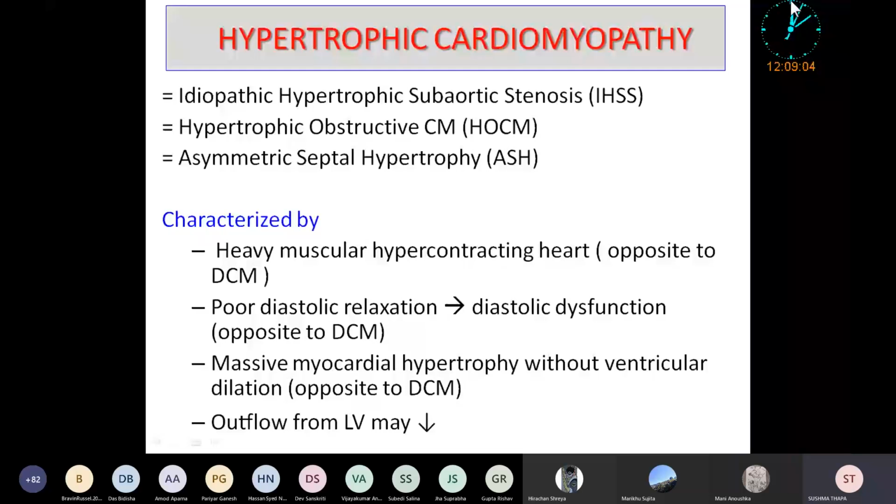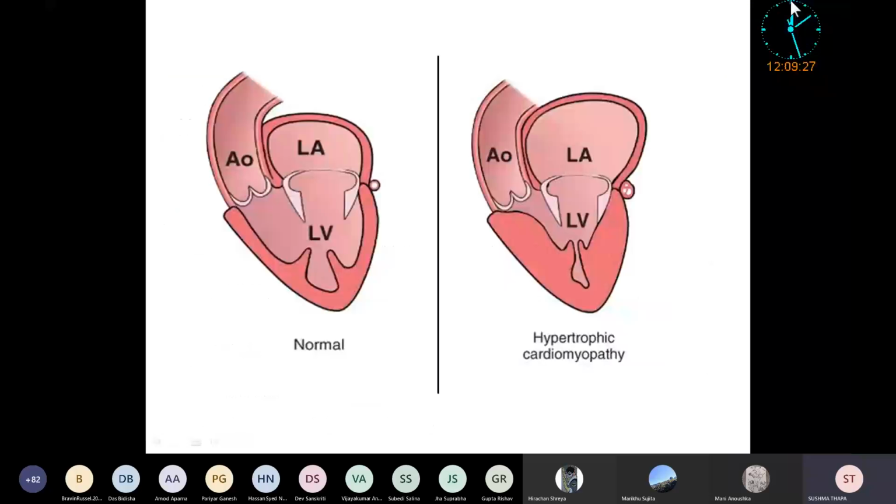Unless there is diastolic relaxation, there is no filling of the heart chambers, the ventricular chambers. Since there is no relaxation of the heart muscles, the space is very small, so a filling defect is there. That's why outflow from the left ventricle is reduced. You can see this picture, then only you will understand. These are the chambers, left atrium and this left ventricle. This is the size of the chamber.